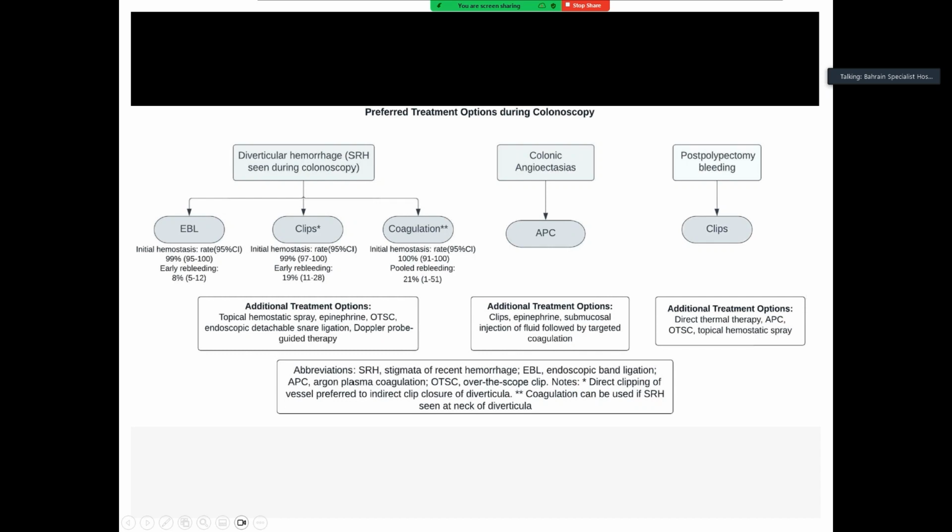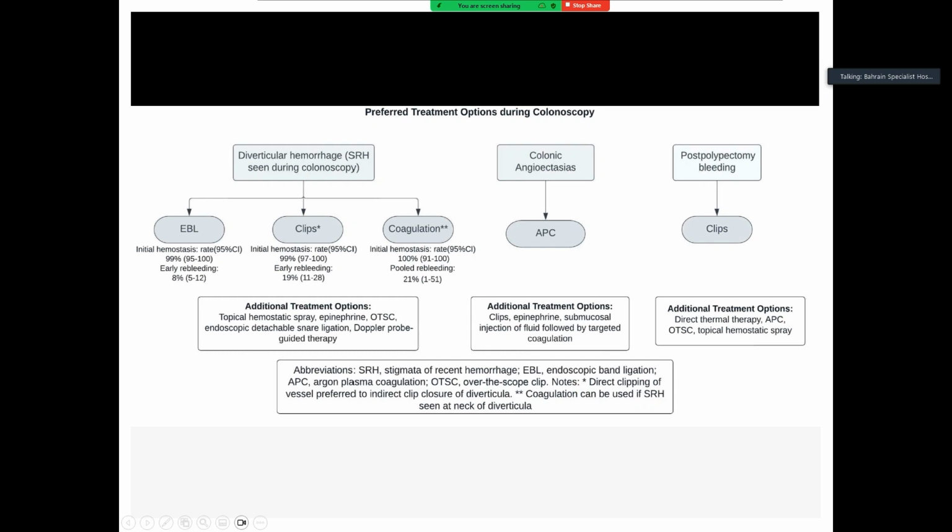As I said, the management depends upon the cause of the bleed. In cases of diverticular hemorrhage, clips are the preferred method, and direct clipping is preferred rather than the indirect clipping, which I saw as the zipper method. Then we can go for band ligation and coagulation also. And coagulation is preferred if the neck of the diverticulum is the site of the bleed. Other options include the hemostasis spray, over the scope clips, endoscopic snare ligation, and Doppler probe guided therapy.